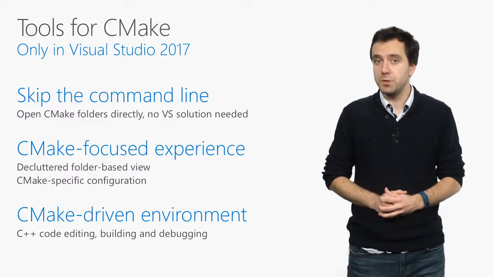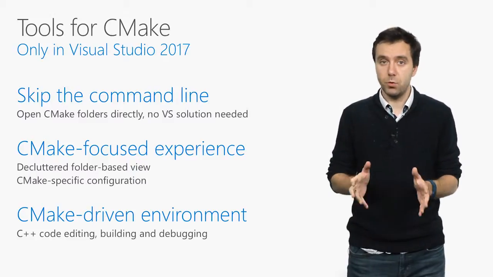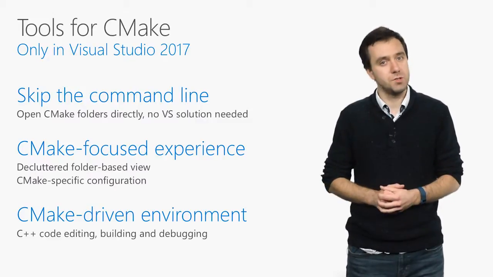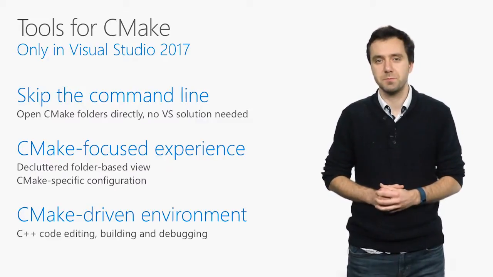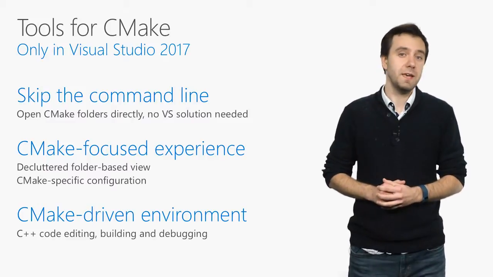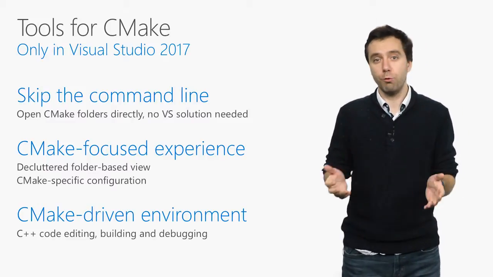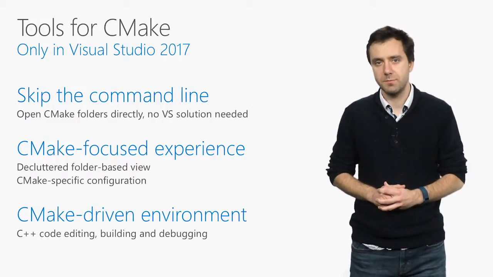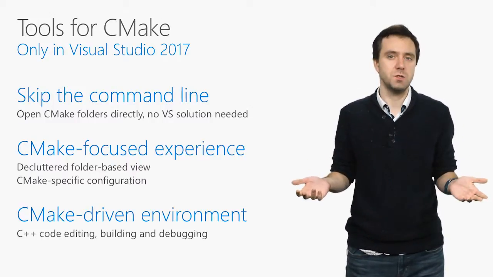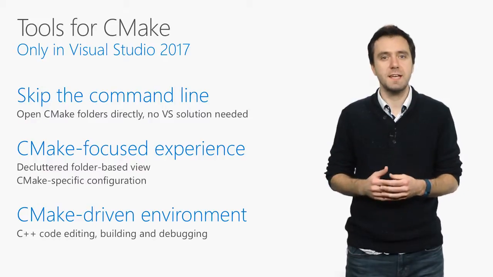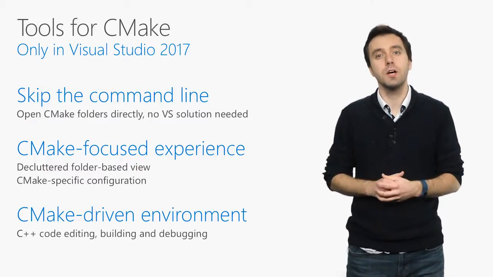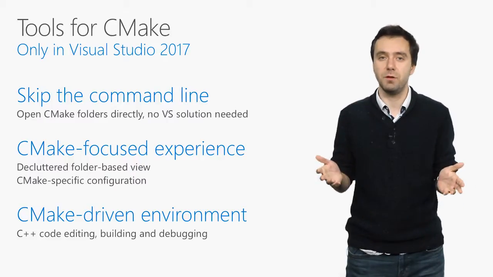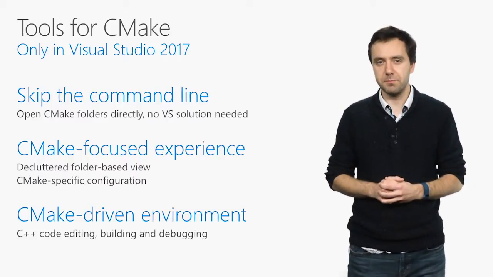We've also taken this opportunity to adapt the VS UI to focus around your sources, the CMake files, and their capabilities, rather than generated MSBuild counterparts. Specifically, you will be able to explore your source code in a folder-based view and have access to CMake-specific configuration knobs. And as you make changes to your CMake projects, VS will take care of keeping the IDE environment in sync with your CMake projects and provide you with the best C++ code editing, building, and debugging.